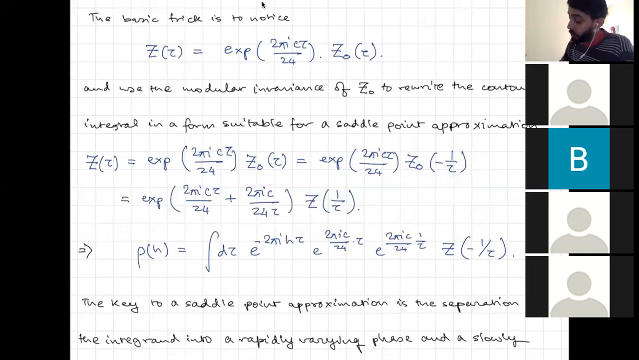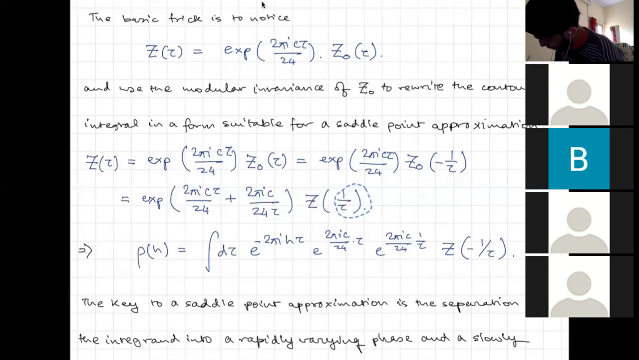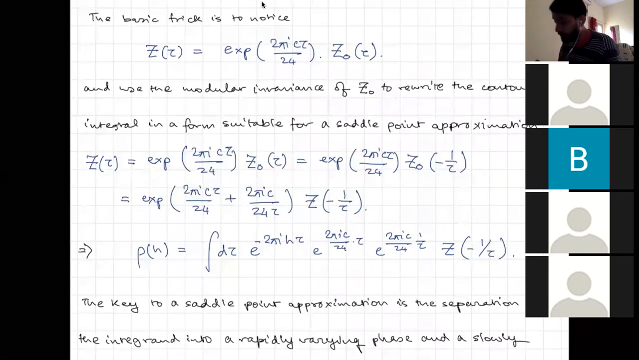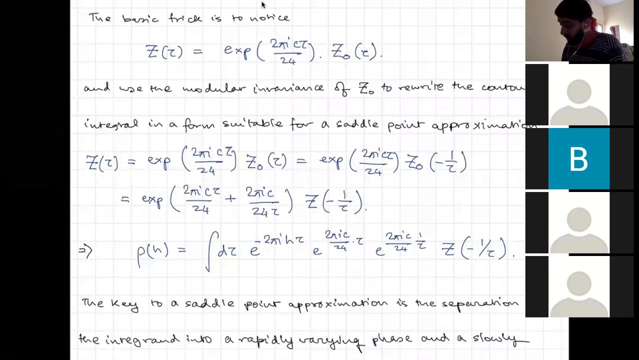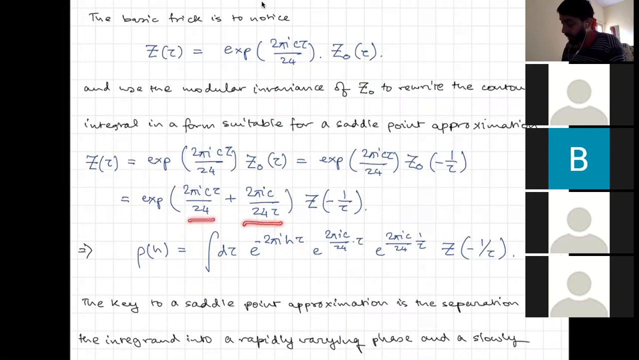And now I will use the fact that, if you use this formula again, you can write z naught of minus 1 over tau in terms of z of minus 1 over tau. I've missed a minus. Give me a second. Minus 1 over tau. So now we have two factors, okay? Now you have this factor, which was there from earlier. Now you have a 1 over tau as well.